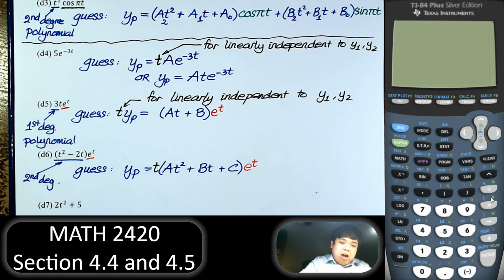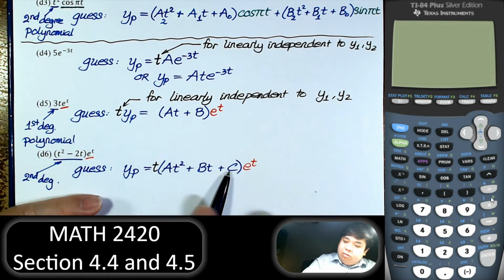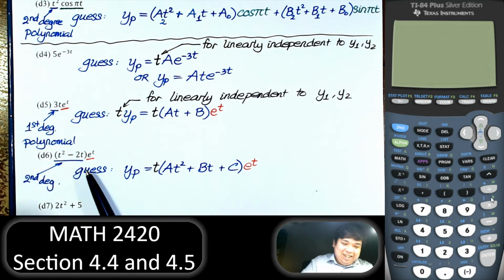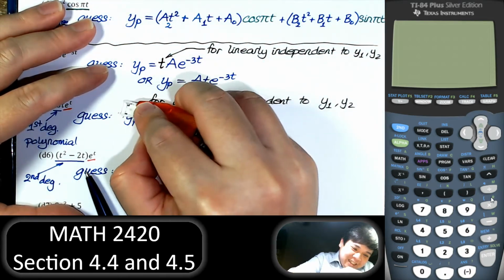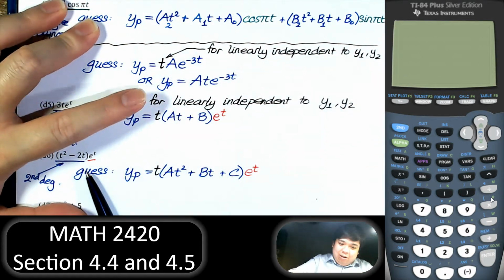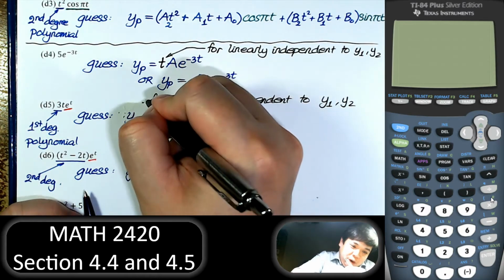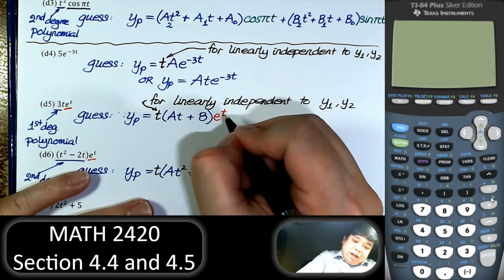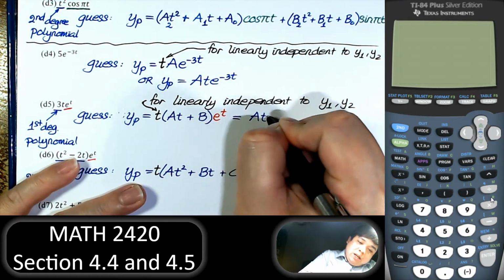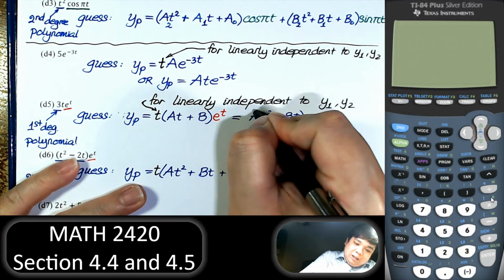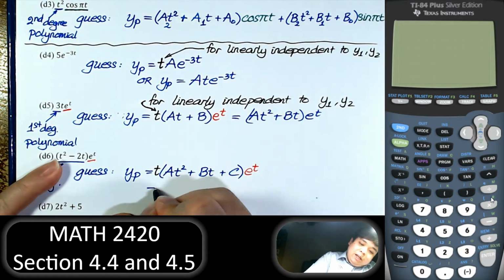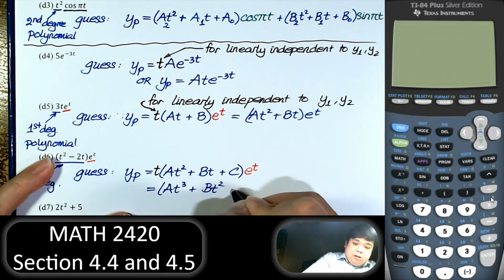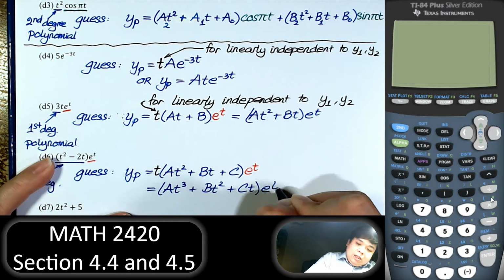Of course, we can multiply them out if we want to. Sorry, I wrote at the wrong place, so multiply t here. Sorry about that. Even with all the color code, I'm still confused. Of course, when it's like that, we can multiply them out if we want to, like at squared plus bt. Same thing here, multiply them out: at cubed plus bt squared plus ct, times e to the t.